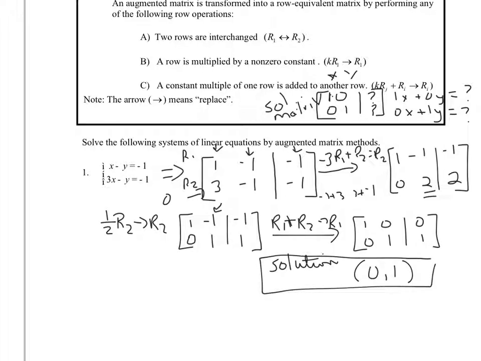Now, how in the world would I know if I actually did this right? Well, just like we said on substitution and elimination, we can go back and put these values into one or both of these original equations. If I go to x minus y equals -1, and I put in 0 for x and 1 for y, 0 minus 1 is a -1, and -1 equals -1, it does check.